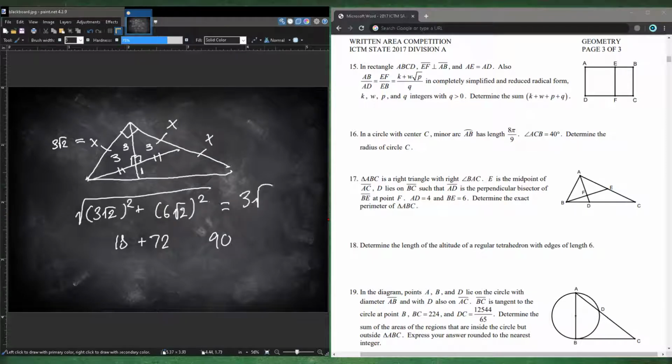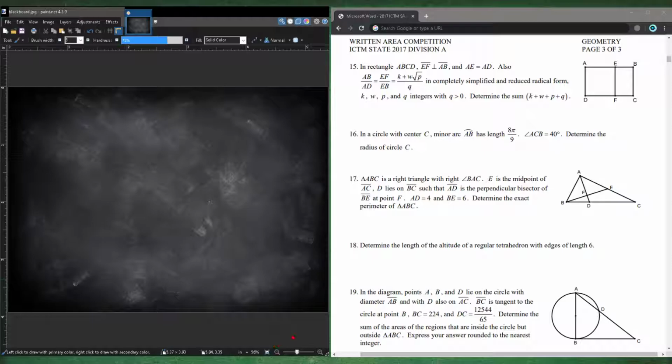Okay, so 3 square root 10. And that should be this big length. So now this side length is 3 square root 2, and this side length is 6 square root 2. So adding those two together, that's 9 square root 2 plus 3 square root 10 should be your perimeter. So that's your answer for number 17: 9 square root 2, 3 square root 10.